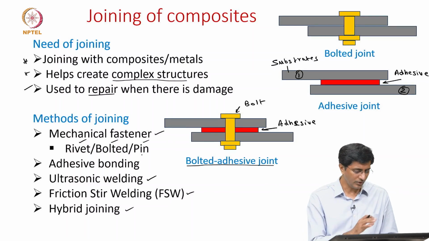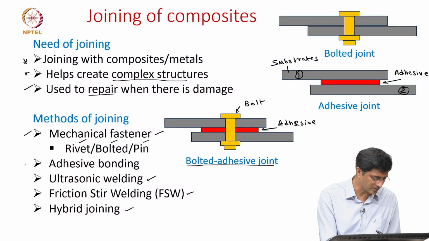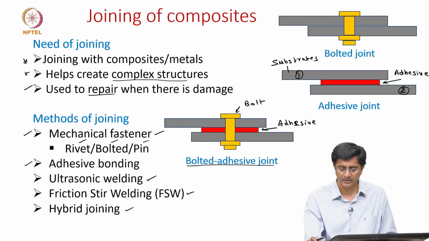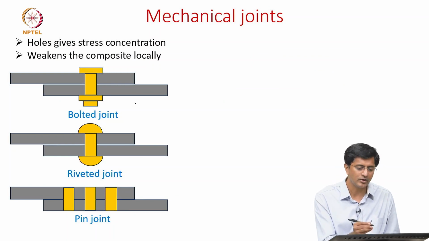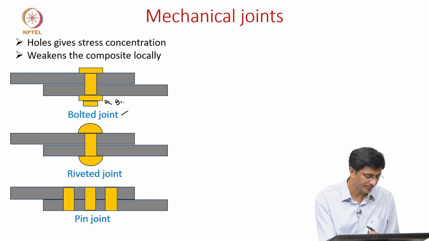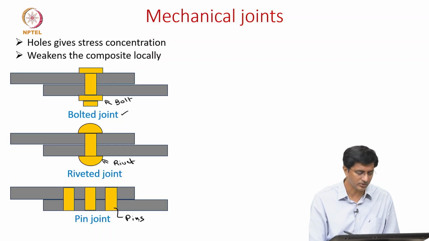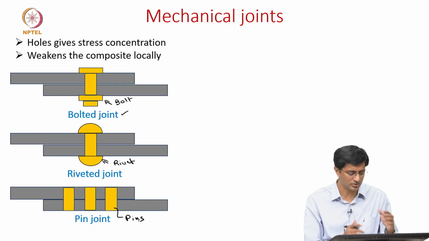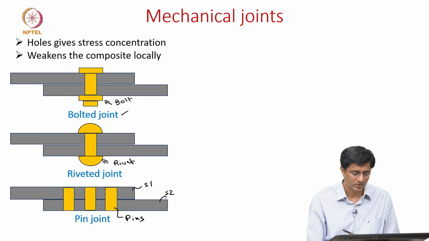Okay, now that we have seen the various methods, let's focus more on the mechanical fasteners and the adhesive joints. We'll start with these mechanical joints. As already mentioned, when we talk about mechanical joints, we are either talking about bolted joints, where this is the bolt, and riveted joints, where this is the rivet, and then pin joints, where we have several pins. What are these pins doing? Essentially they are joining these two substrates, substrate 1 and substrate 2.